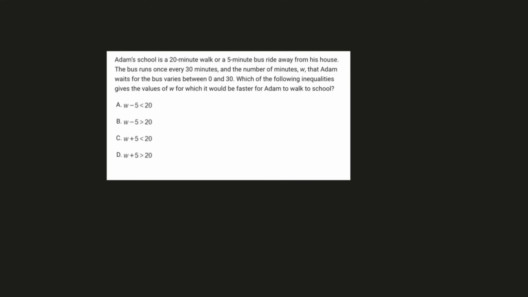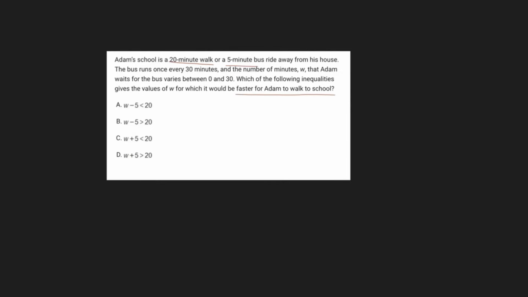Adam's school is a 20-minute walk or a 5-minute bus ride away from his house. The bus runs once every 30 minutes, and the number of minutes W that Adam waits for the bus varies between 0 and 30. Which of the following inequalities gives the values of W for which it would be faster for Adam to walk to school?